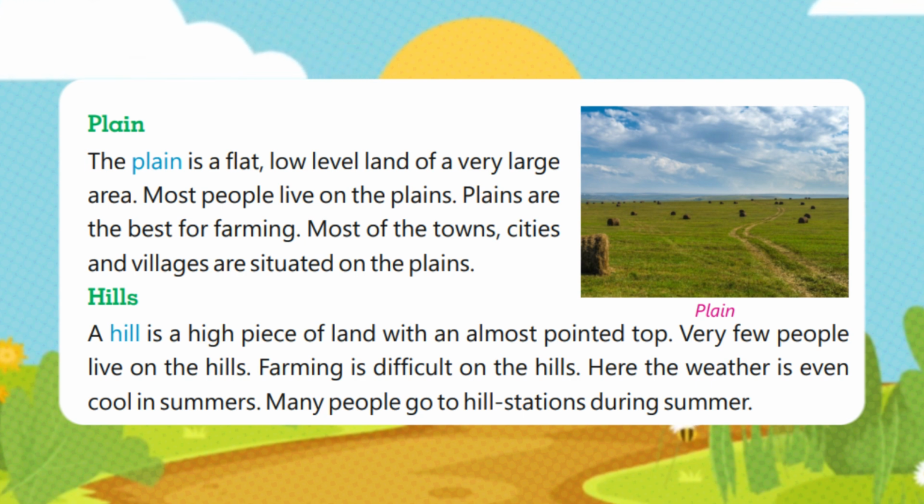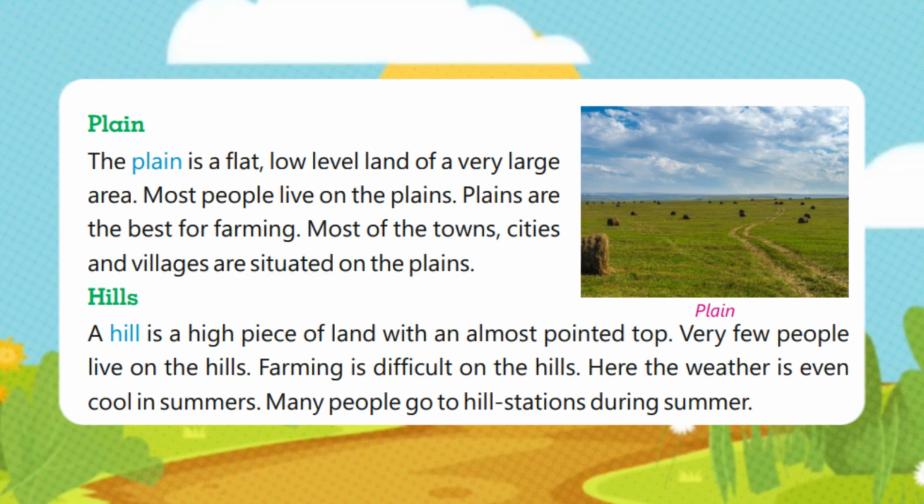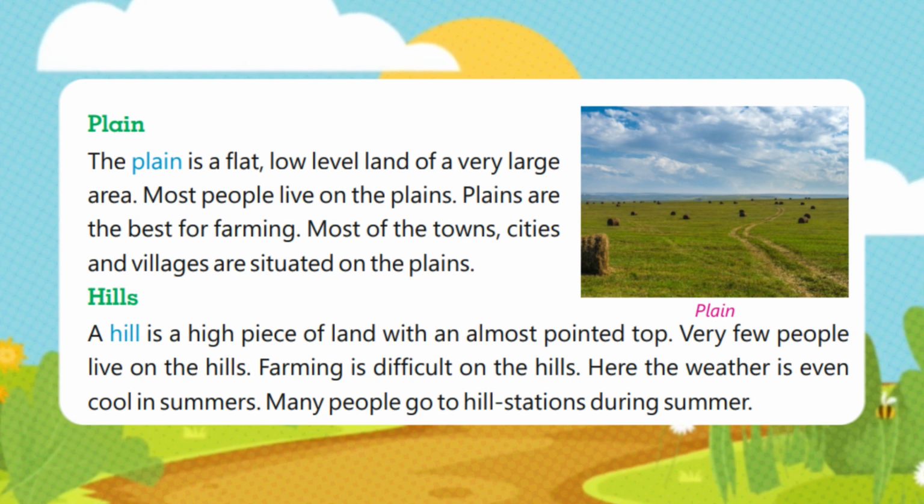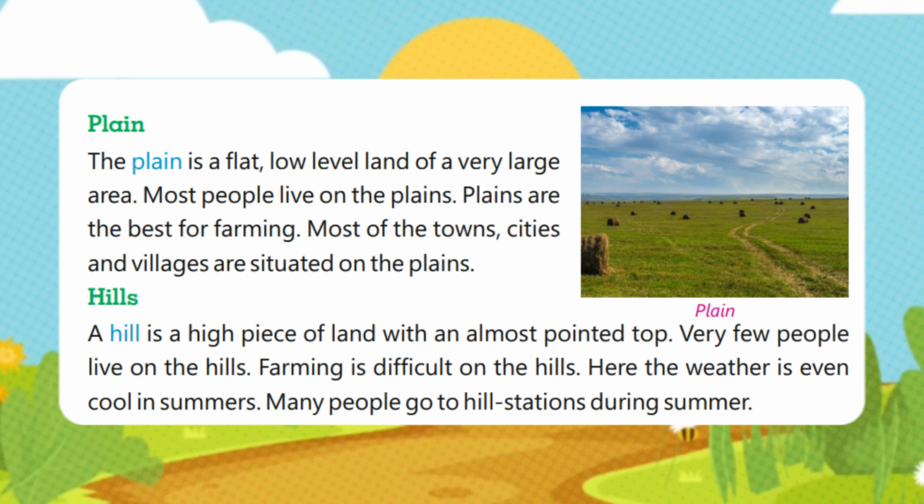Hills. A hill is a high piece of land with an almost pointed top. Very few people live on the hills. Farming is difficult on the hills. Here the weather is even cool in summers. Many people go to hill stations during summer.